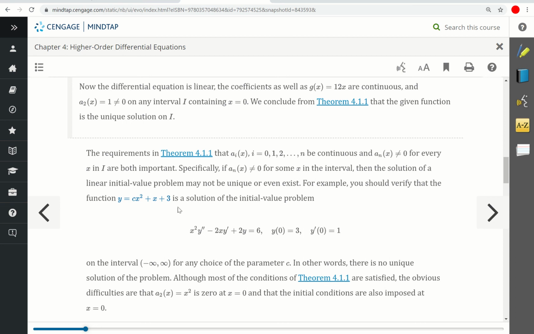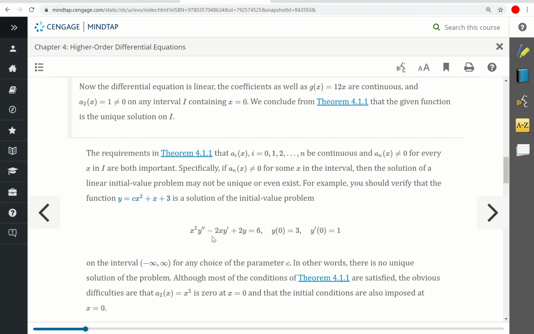For example, if we look at this differential equation, the leading coefficient, the a sub n here, this is a second order differential equation. The leading coefficient is x squared, and we see precisely that x squared is equal to 0 when x equals 0. Okay? So essentially what that means is that this theorem does not apply. We're not able to guarantee by using this theorem that this differential equation has a solution, or furthermore, whether or not, if there is a solution, it would be unique.